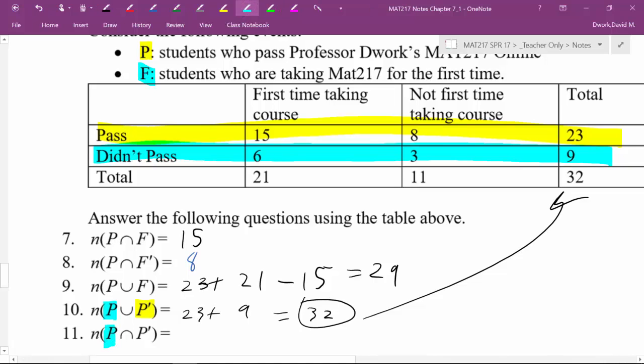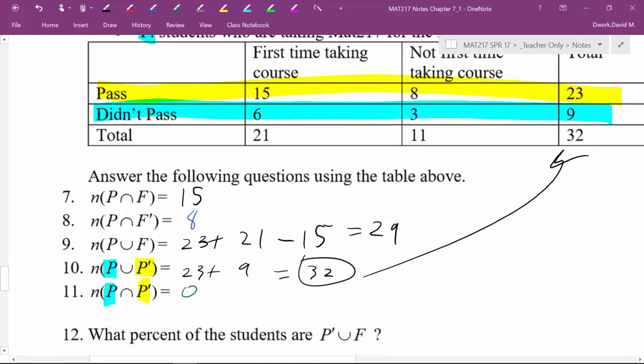Exact same sets, but I want the intersection. I want to know the group of people who passed the course and didn't pass the course in this class simultaneously. If that hurts your brain, that's okay because it's supposed to kind of hurt your brain. How is it possible that somebody in the class passed it and didn't pass it? It's not possible. So therefore, that cardinality is 0. There's nobody who can do that.